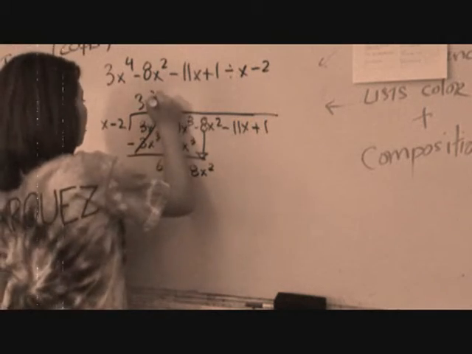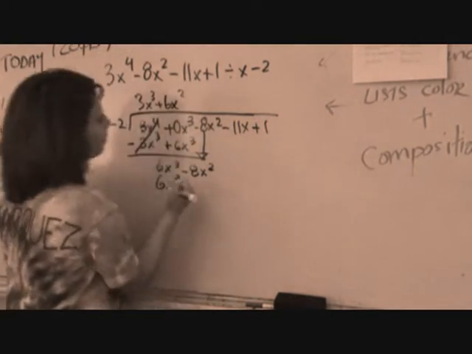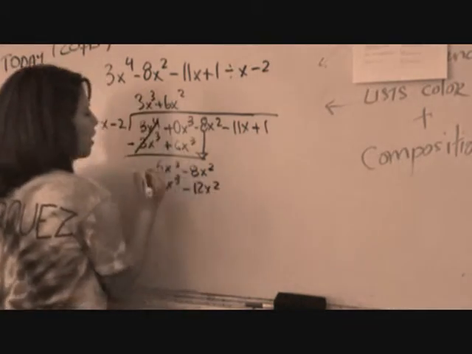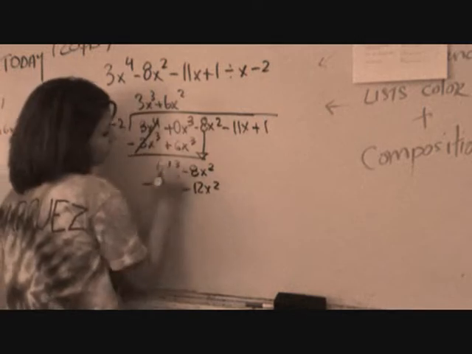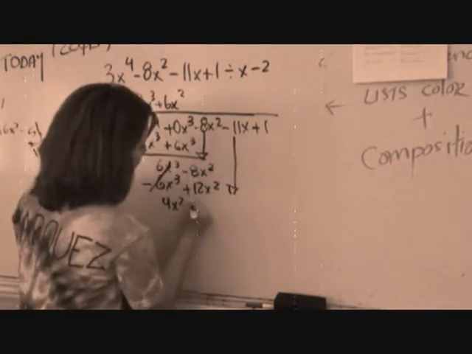You're trying to find 6x to the third, which would be plus 6x to the second. 6x to the second times x, you get 6x to the third. 6x to the second times negative 2, you get negative 12x to the second. These two cancel out because there's subtraction right there, so this turns into addition, and you get 4x to the second. You bring down 11x, which would be 11x.